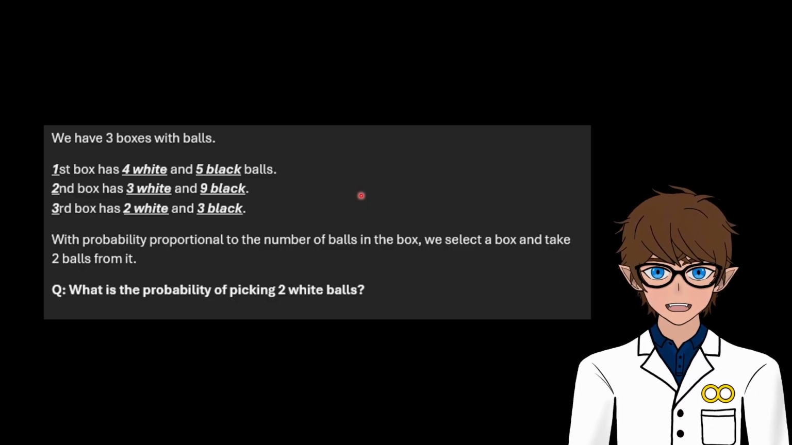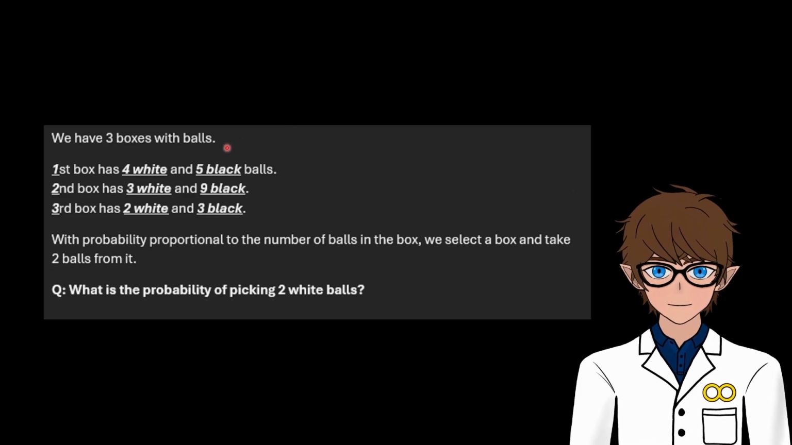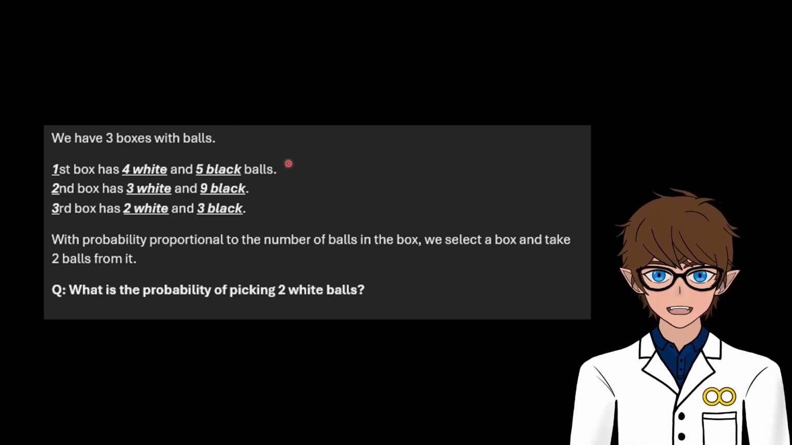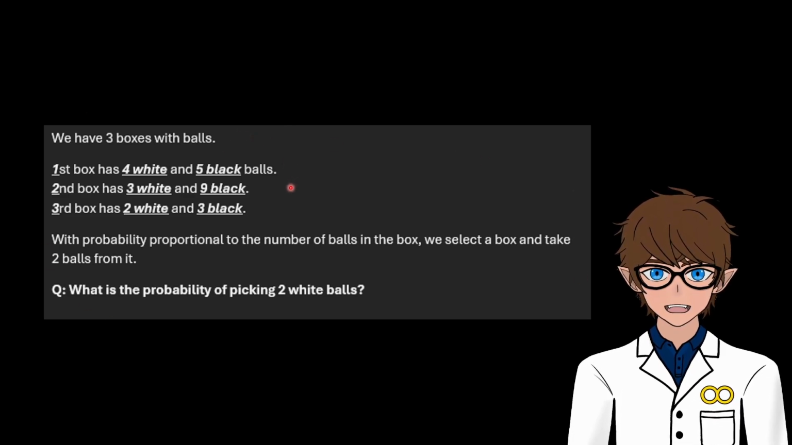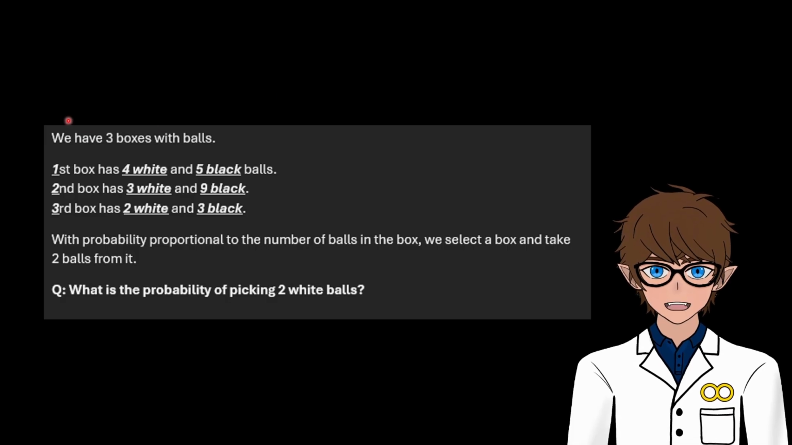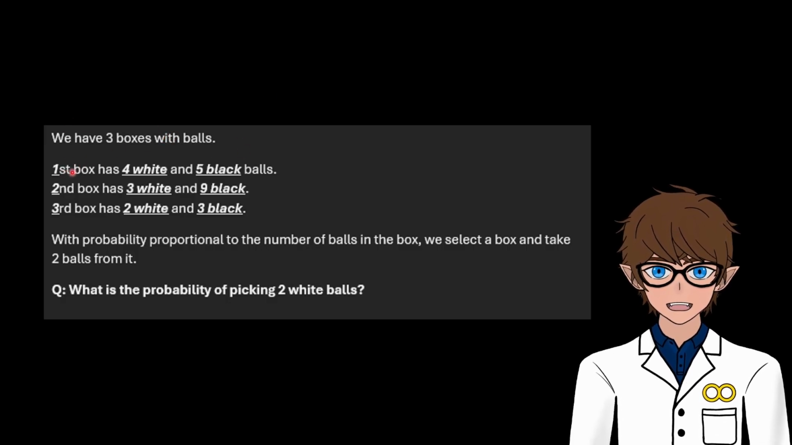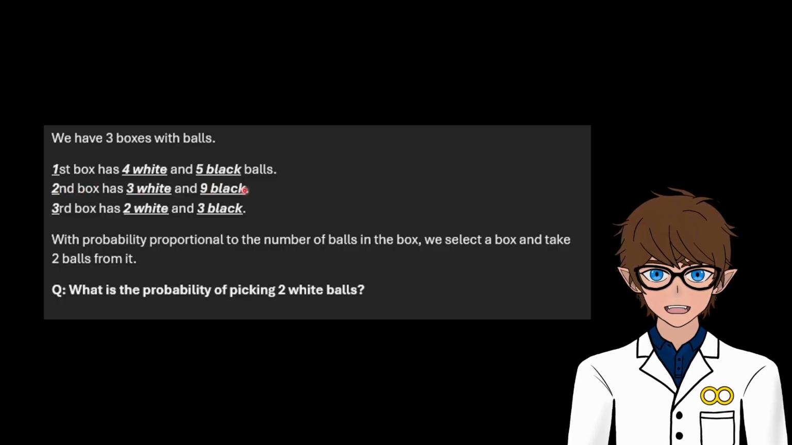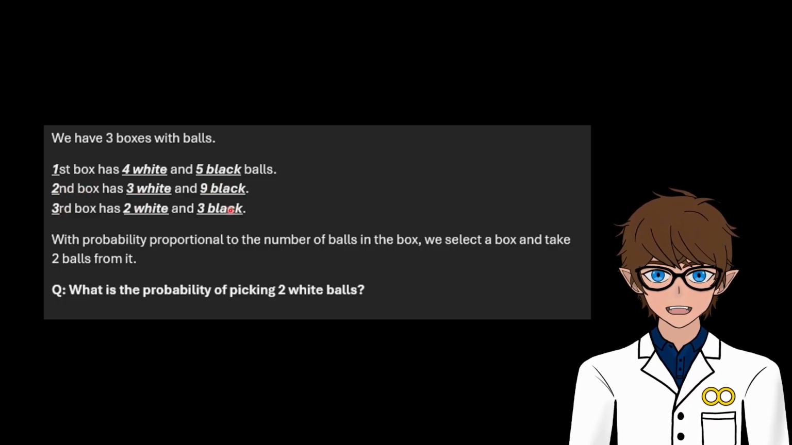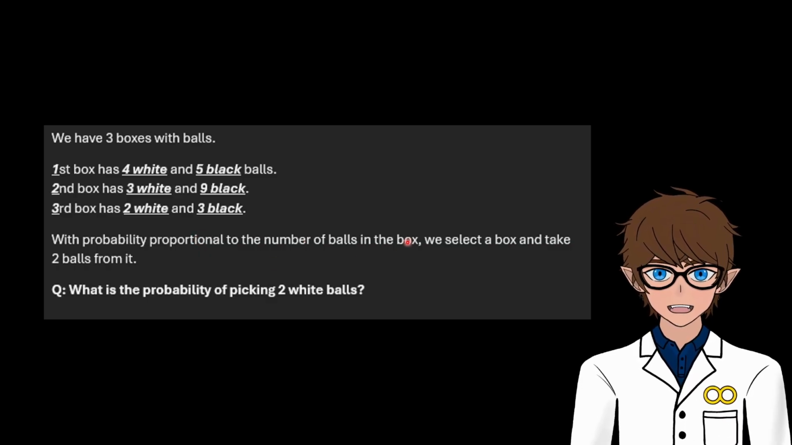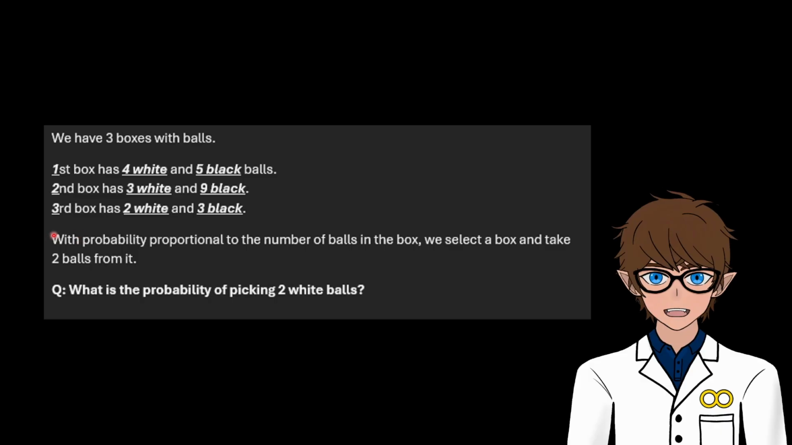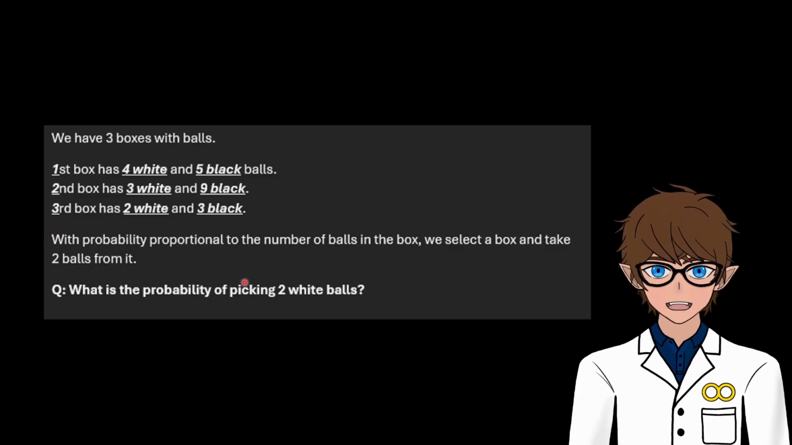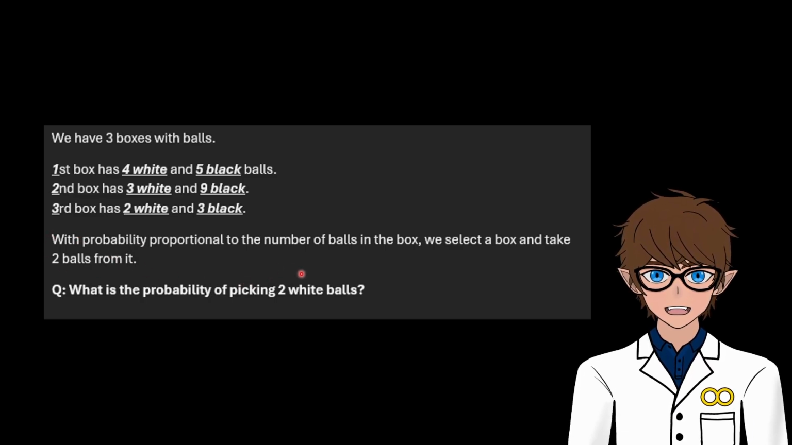So I was like, you know what, if I take this example and I show you how to solve it using just the knowledge that we got through my two lectures. We have 3 boxes with balls. The first box has 4 white and 5 black balls. Second box has 3 white and 9 black. Third box has 2 white and 3 black. The probability of picking a box is proportional to the number of the balls in the box. And then after we select that box, we take 2 balls from it. So what is the probability of picking 2 white balls?